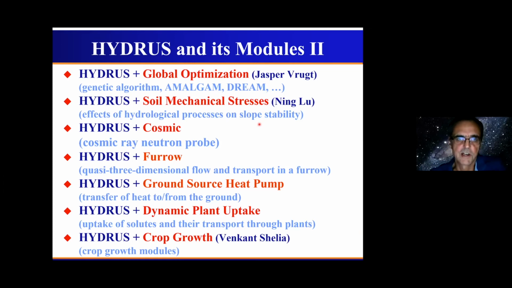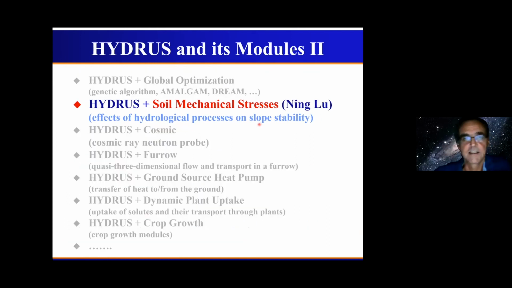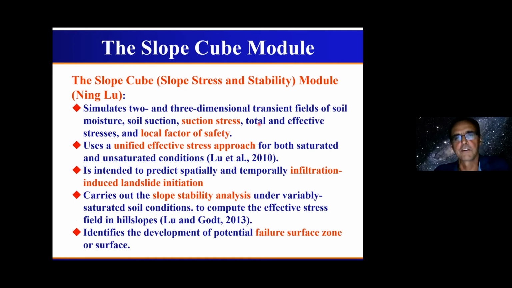The second module, which I want to mention a little bit more, came from the collaboration with Ning Lu, who is a professor at the Colorado School of Mines, and he's an expert in soil mechanics. So what we do here, we simulate transient flow, as usual with HYDRUS. And then at the same time, we also calculate the soil suction stresses, total effective stresses, and local factor of safety and soil stability, and do soil stability analysis. And so this module exists, it's called SLOPE CUBE for slope, stress, and stability, so 3S. And it exists in 2D as well as in 3D.